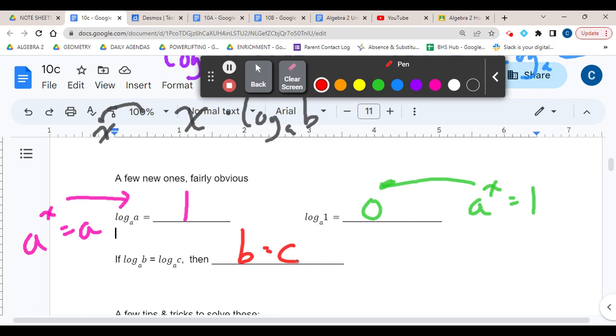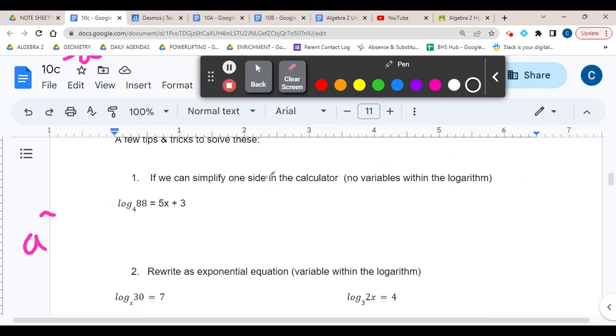So on these notes, we're going to start doing some equations that have maybe a logarithm on one side or maybe a logarithm on both sides. So I'm going to give you guys a few tips and tricks to solve these. Let's come down here and talk about them.